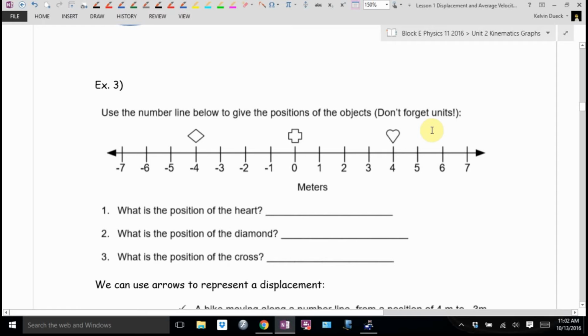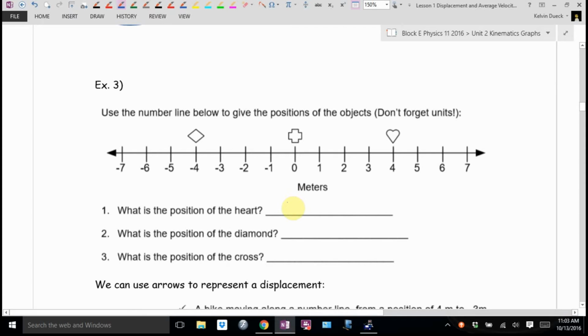I said it's helpful to be able to describe position. So it says use the number line below to give the positions of the objects, and don't forget the units. What is the position of the heart? What's the position of the heart? I would take 4 meters right, but that's too much writing. See how I said that? Too much writing? 4 meters right, too much right. Zing! And you could say positive 4.